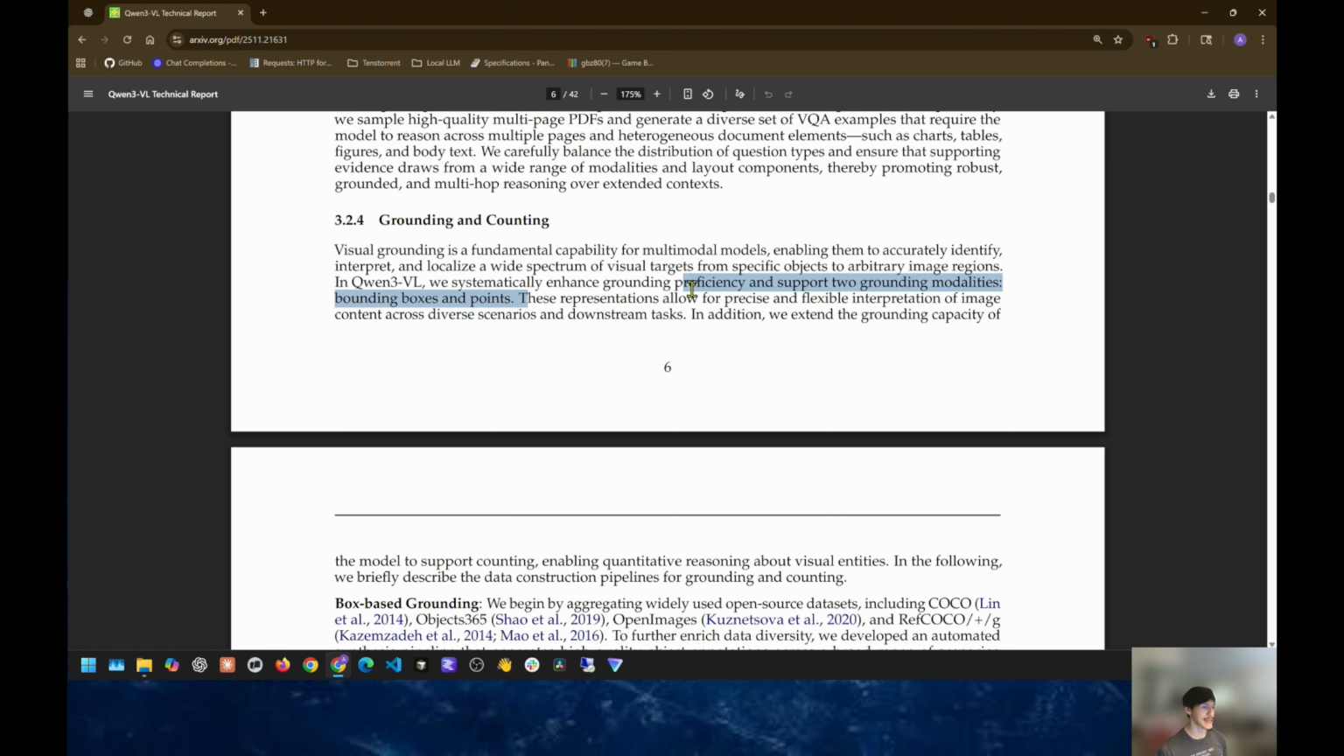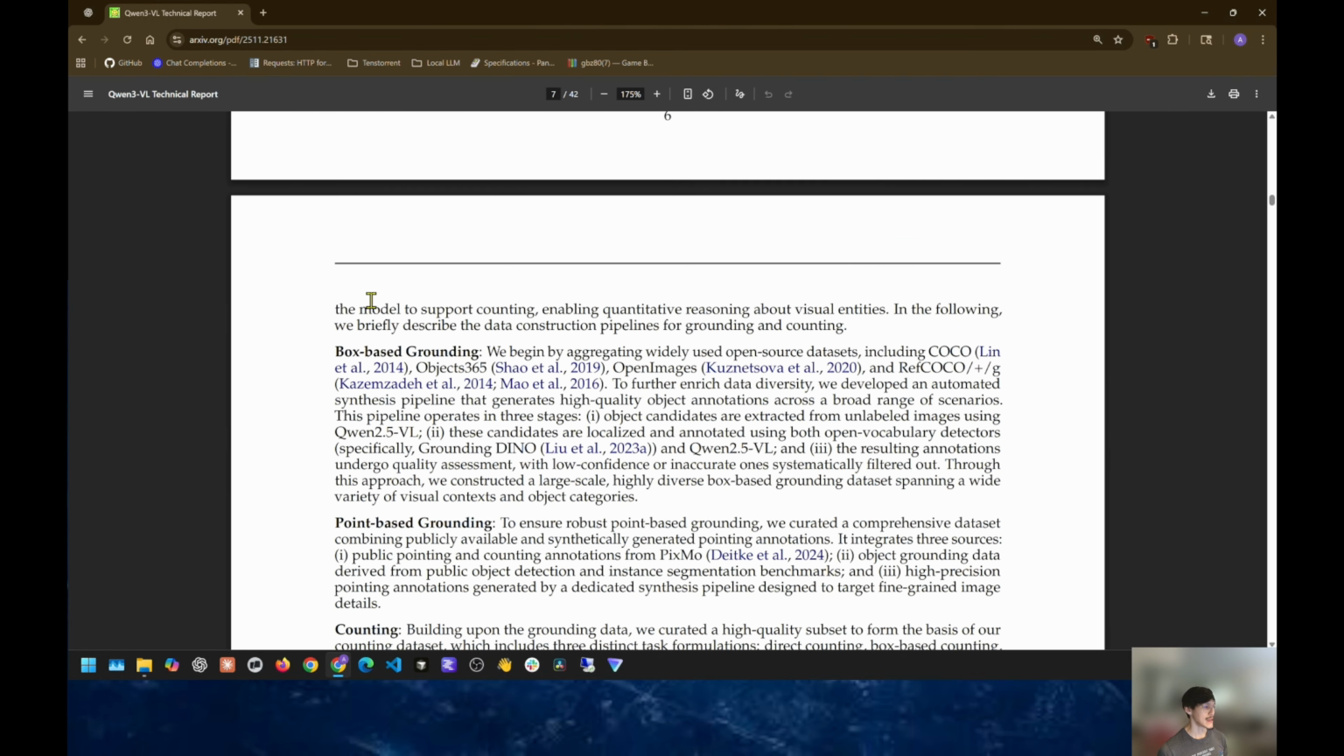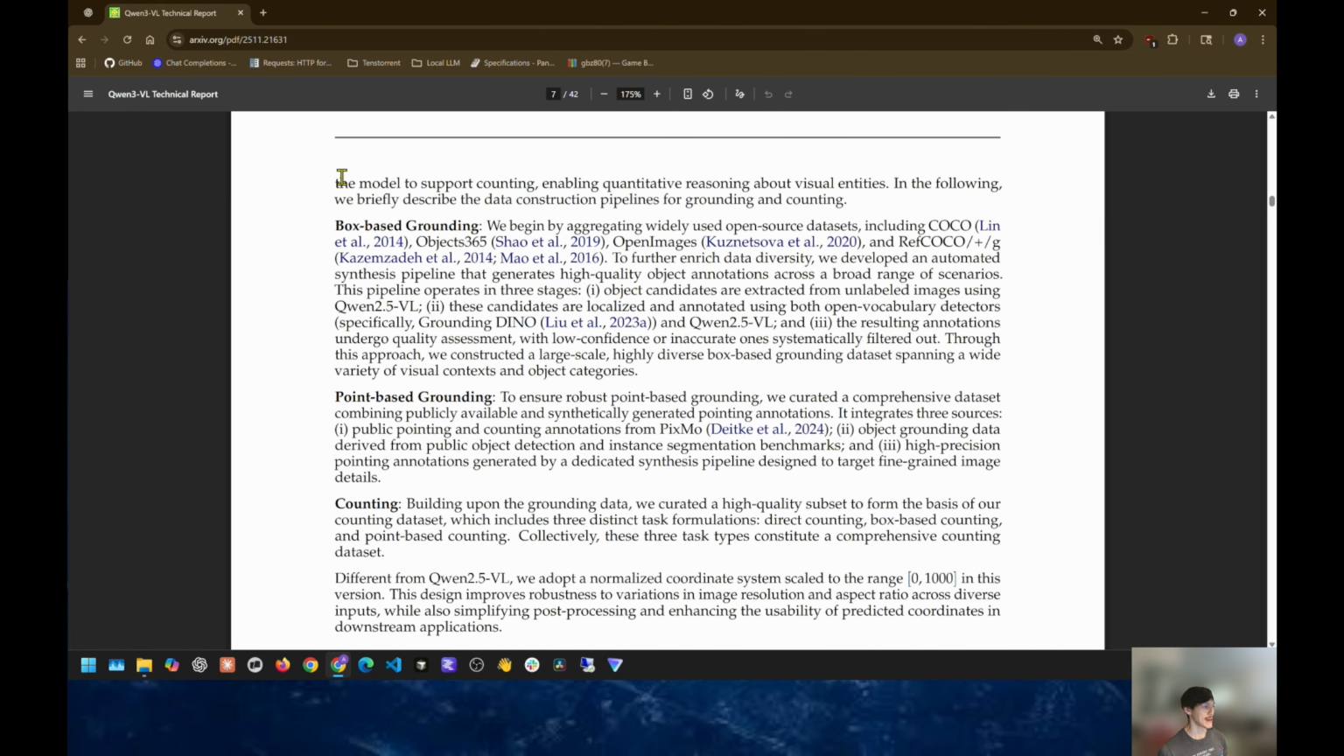These representations allow for precise and flexible interpretation of image content across diverse scenarios and downstream tasks. In addition, we extend the grounding capacity of the model to support counting, enabling quantitative reasoning over visual entities. In the following, we briefly describe the data construction pipelines for grounding and counting.